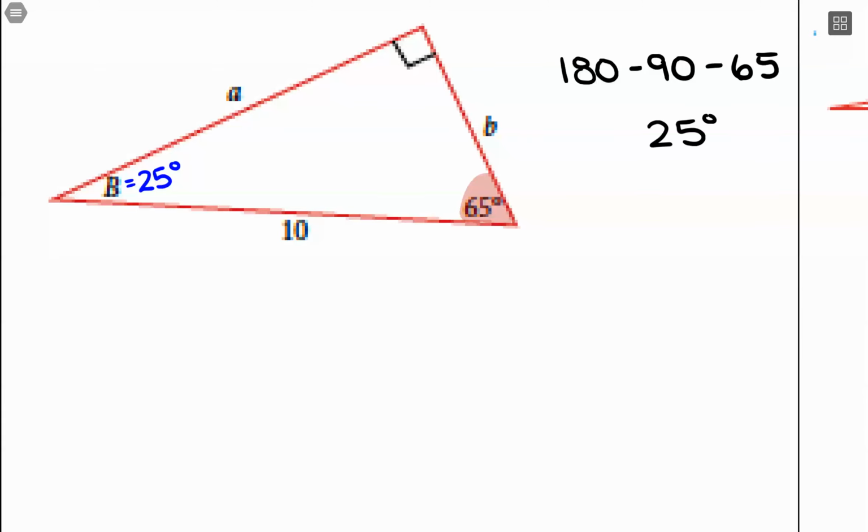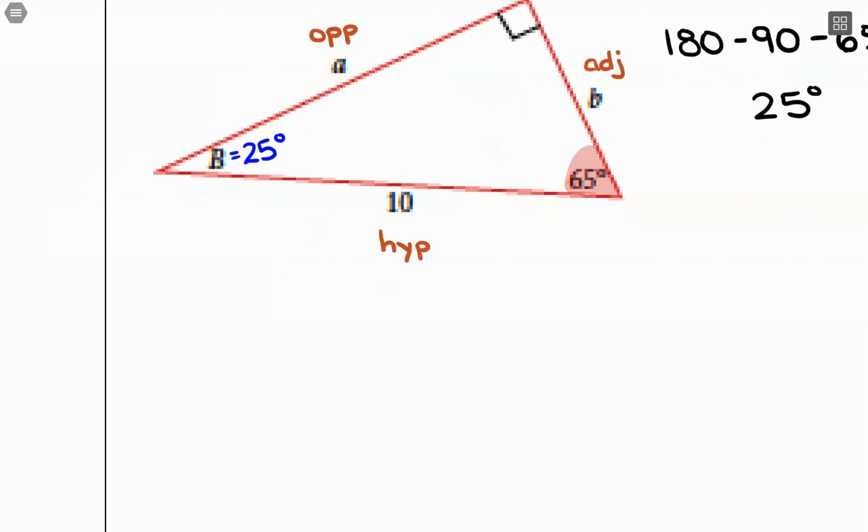So I typically go for the other. However, if this angle is correct, then it should all work the same. All that's going to change is what you're calling opposite and adjacent. So with this, we have our hypotenuse. We're calling A would be opposite, and B is going to be adjacent. So let's say I want to solve for A.